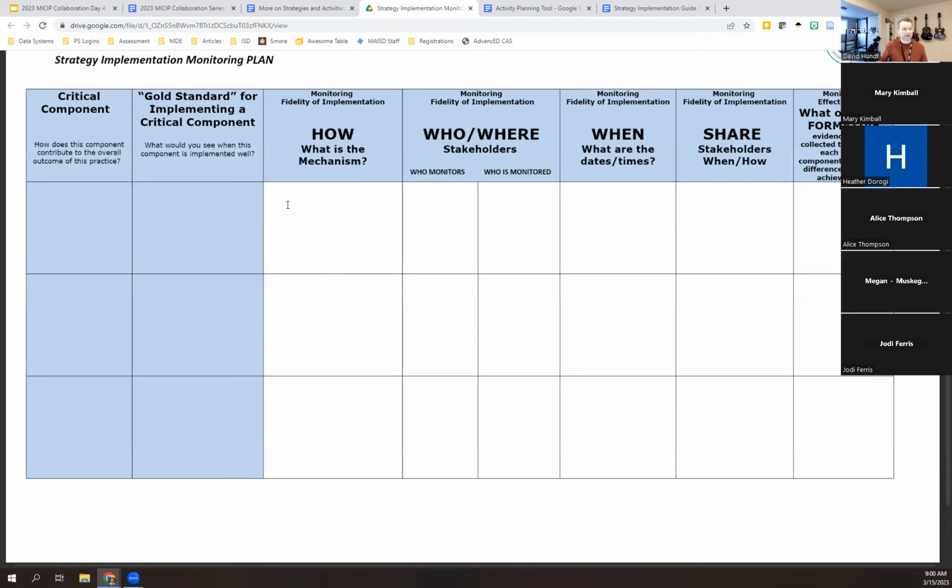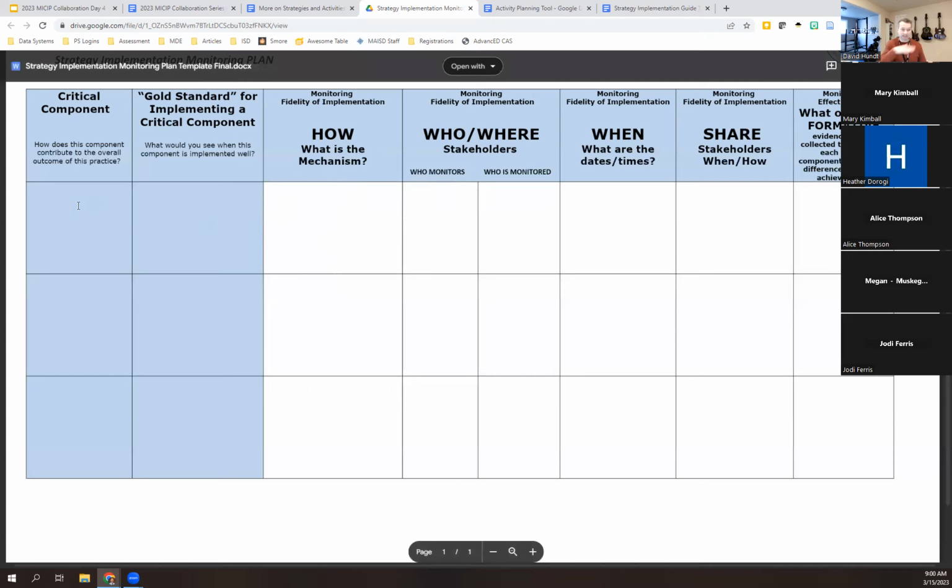So in the example of, we're going to monitor how often the students access the new program we bought. The students are being monitored, and the teachers maybe can monitor that and then report it to the curriculum director or the principal. So anyway, this piece helps you to think through all those critical components: how are we going to really monitor that those are getting put into place?